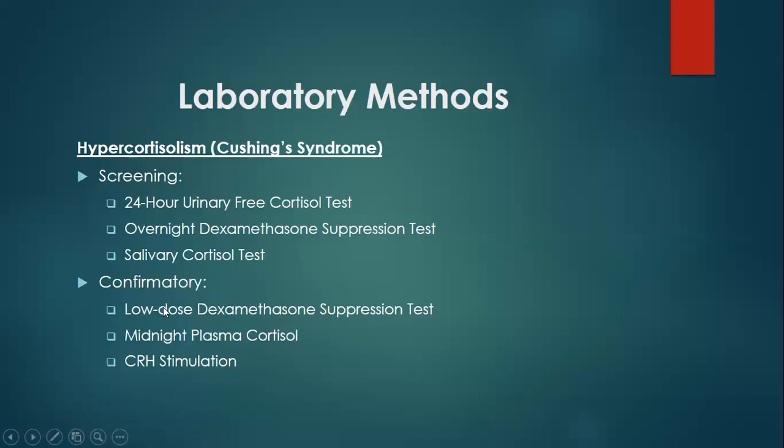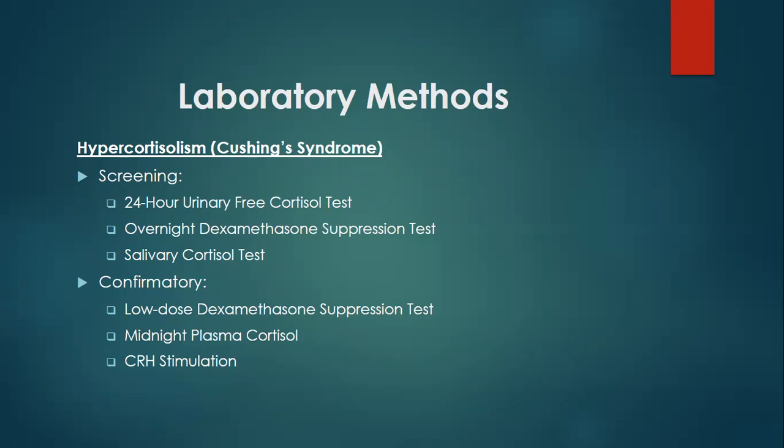This is also the most widely used confirmatory test. We give the patient 0.5 milligram oral dexamethasone every 6 hours for 2 days, and then we collect a 24-hour urine and serum samples. We use 24-hour urine and serum samples as specimens. A positive result would be an elevation of your cortisol levels.